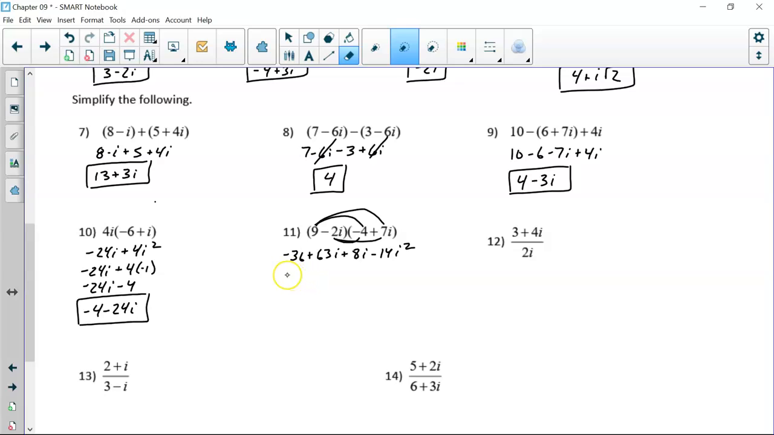So we'll start combining our like terms. And also, we can't leave i squared. So it's negative 36. 63i plus 8i is 71i. And negative 14i squared is negative 14 times negative 1. So it's going to be negative 36 plus 71i plus 14. So when we combine, we get negative 22 plus 71i.